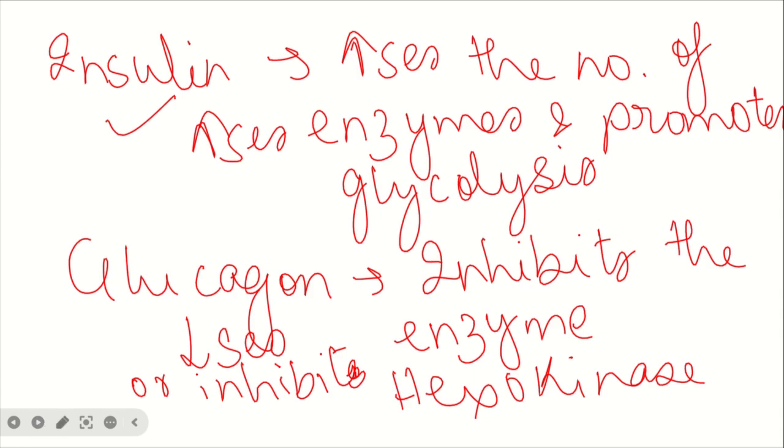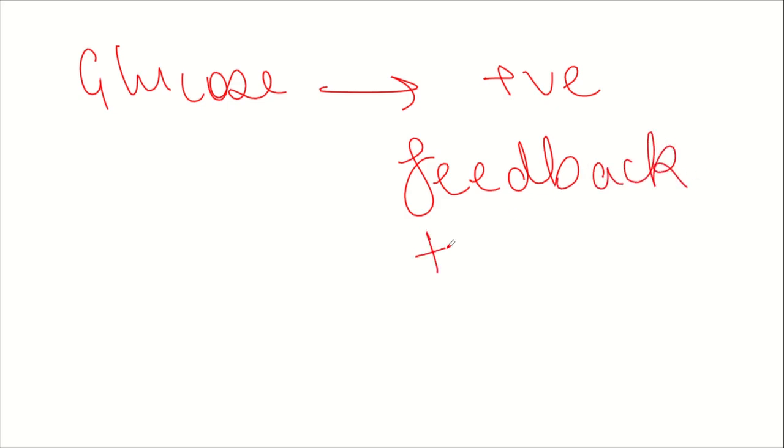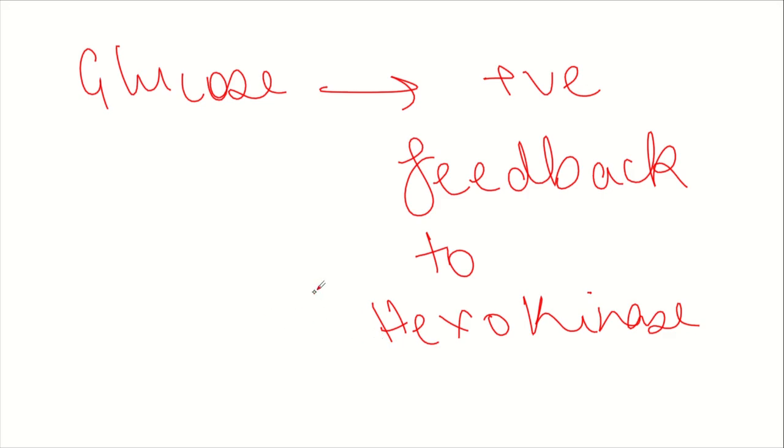So another thing, glucose in the case of hexokinase acts as a positive feedback to hexokinase. Therefore, the amount of hexokinase increases, right? So it acts as a positive feedback to hexokinase and the amount of hexokinase increases.